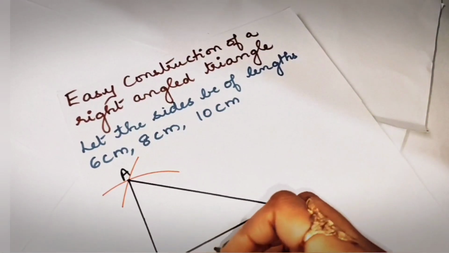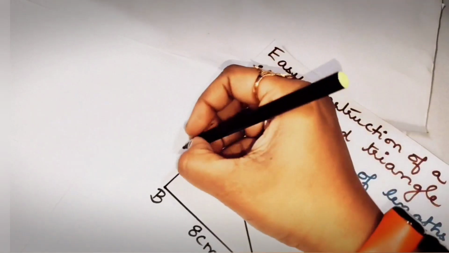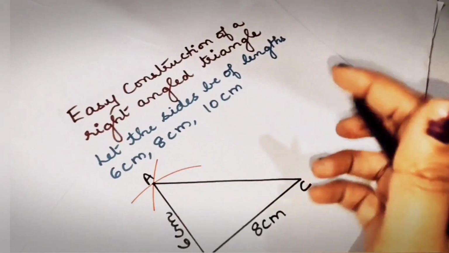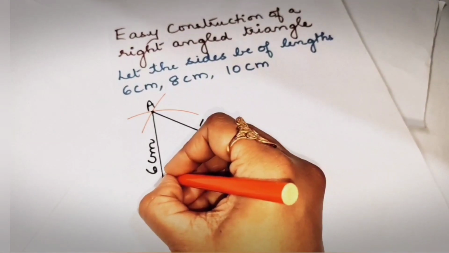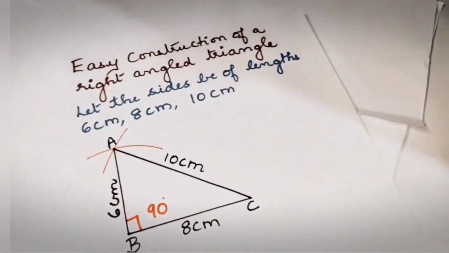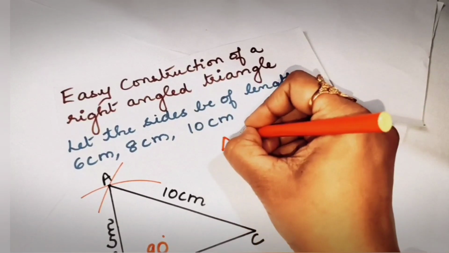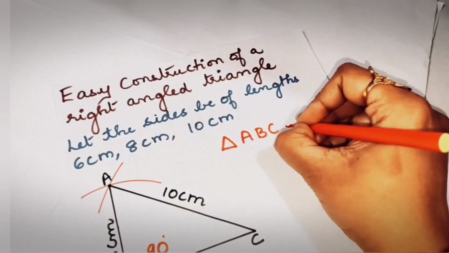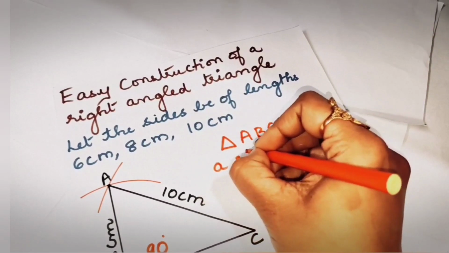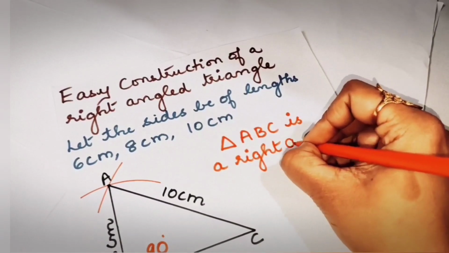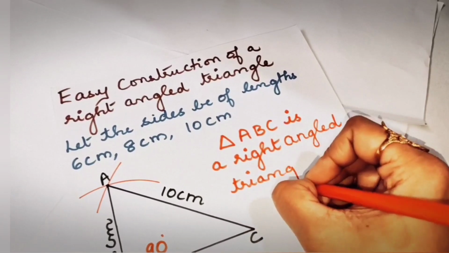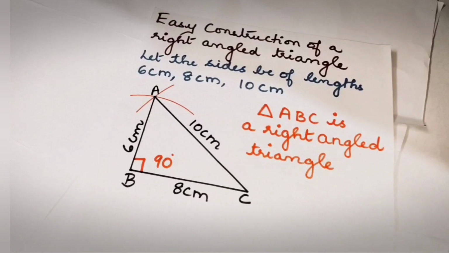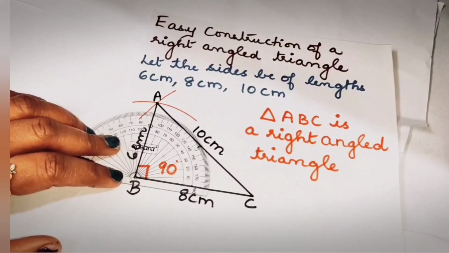Now let us write the measurements. BC is 8 centimeters, AB is 6 centimeters as well as AC is 10 centimeters. So now we have drawn a triangle and I say that triangle ABC is a right angle triangle. Hence, I have drawn a right angle triangle without a protractor using the above measurements. The triangle is right angled at B, which means angle ABC is 90 degrees. Let us check with the protractor. We can see that angle ABC is 90 degrees.